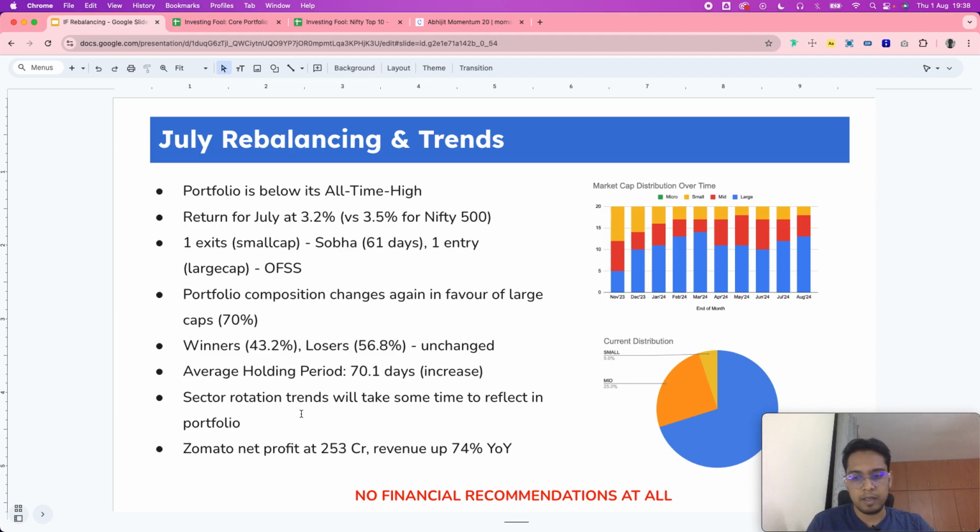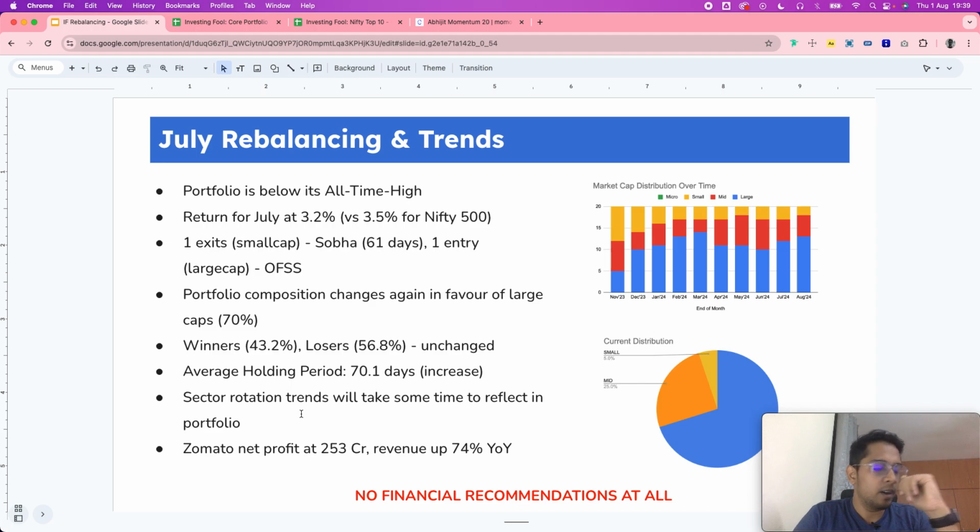Sector rotation trends. There are some trends happening in the market. OFSS is an IT stock, right? IT stocks had not been performing for a while, and recently they have started performing again. Some of them have started coming on the screener, but because we have a look back period of 1 year, taking 3 months, 6 months, 9 months, 12 months average Sharpe ratio, sectoral rotation trends take some time to reflect in our portfolio. वो slowly आते हैं और थोड़ा सा slowly जाते भी हैं. So let's see how it plays out in the next few weeks.